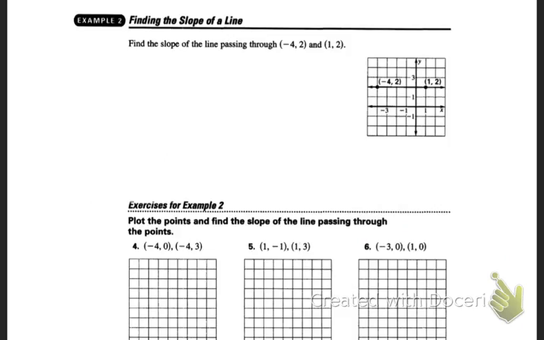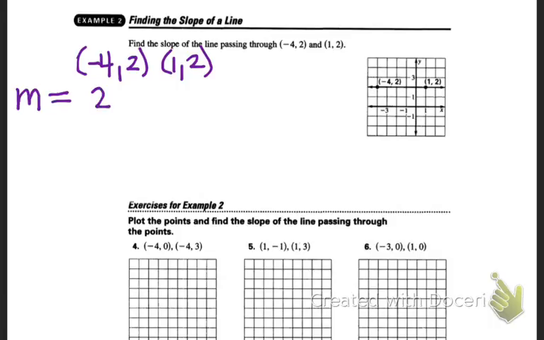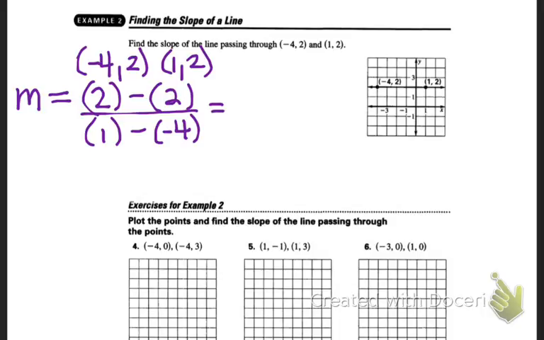Let's take a look at example 2. We're given 2 ordered pairs, negative 4, 2, and 1, 2. All right, so let's do this both ways. Let's start off by using our slope formula. Our slope formula, we have y2 minus y1 over x2 minus x1.